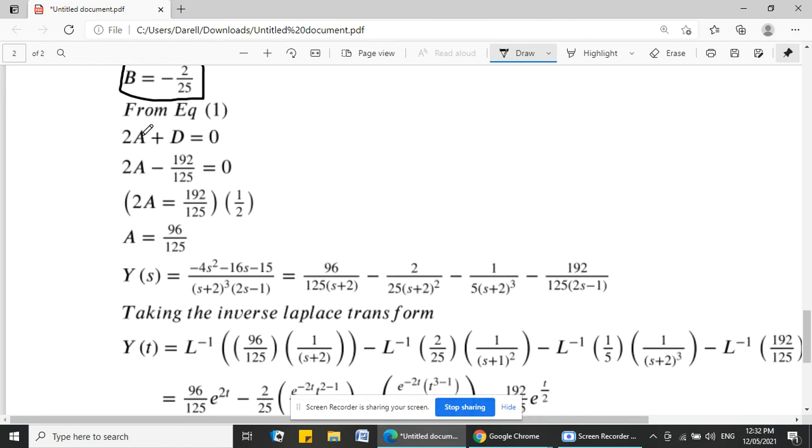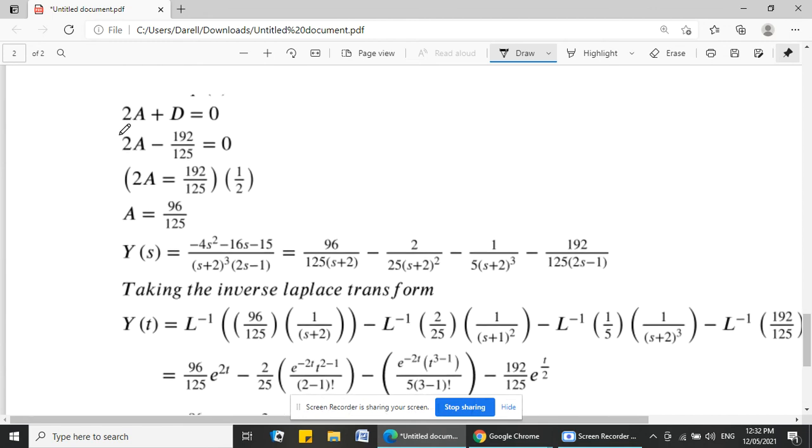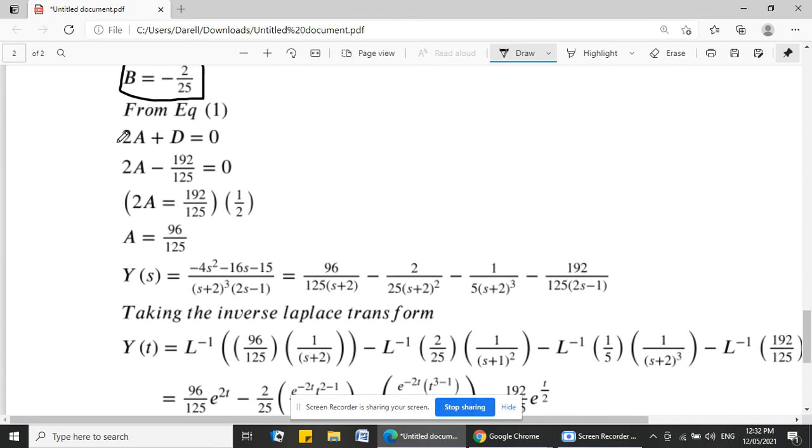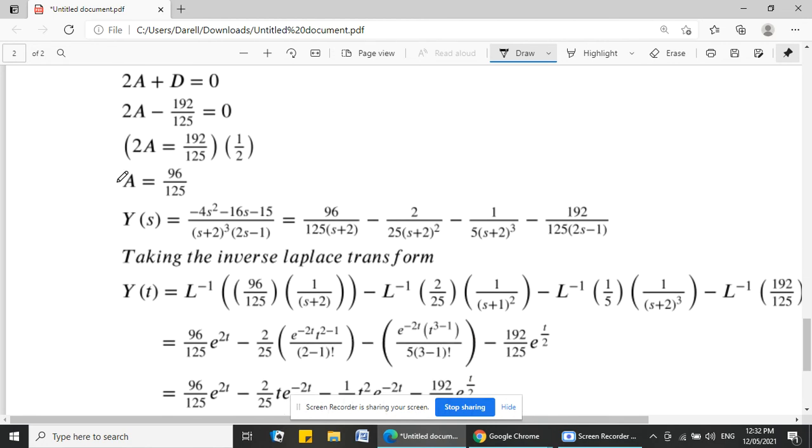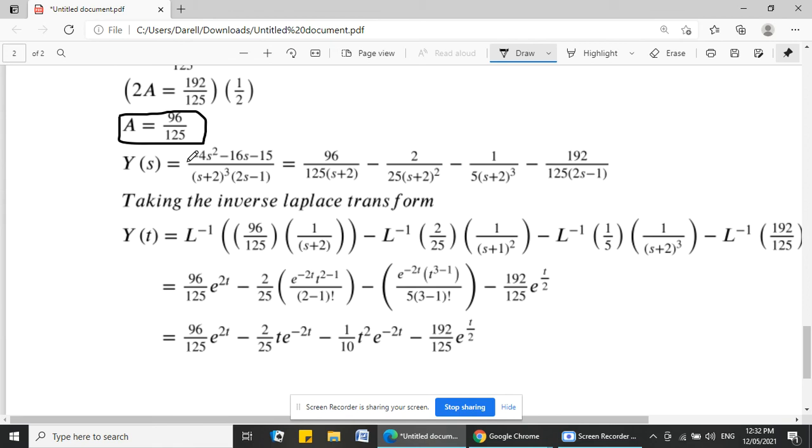Now, substitute lang gyapon ang value sa d from equation 1 para makuha na ang value sa a. So 2a plus d is equals to 0. 2a minus 192 over 125. So multiply both side by 1/2. So we get a is equals to 96 over 125. Now, nakuha naman tayo value sa a, b, c, and d. Ato siyang i-distribute sa atong ys.